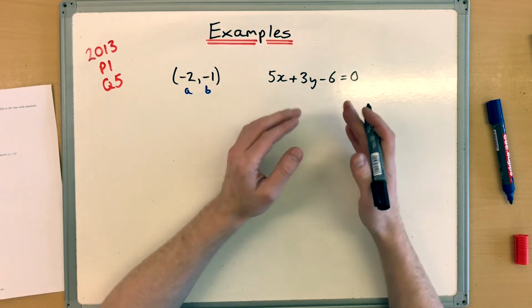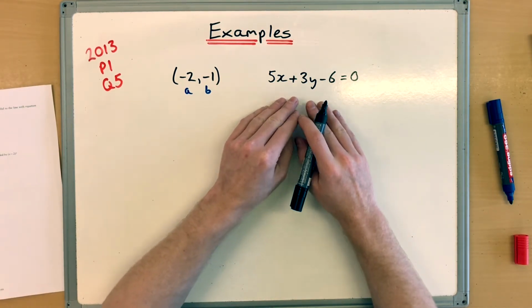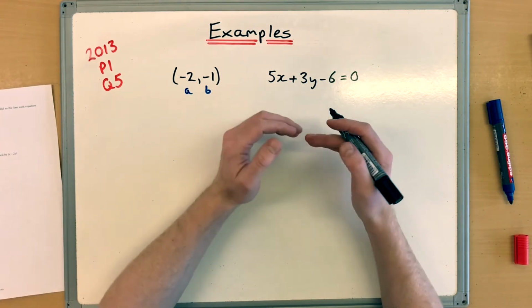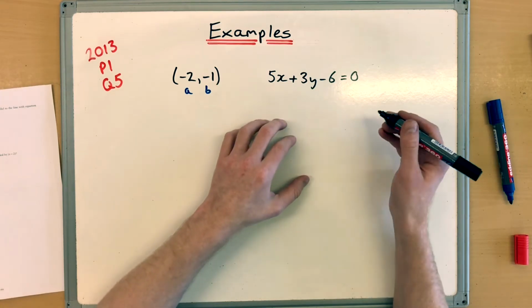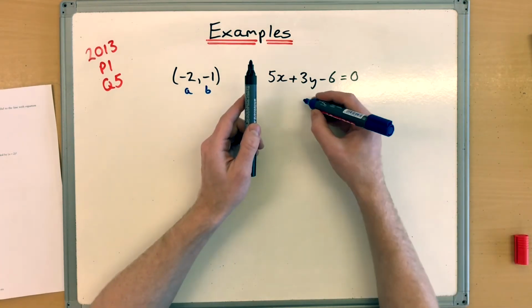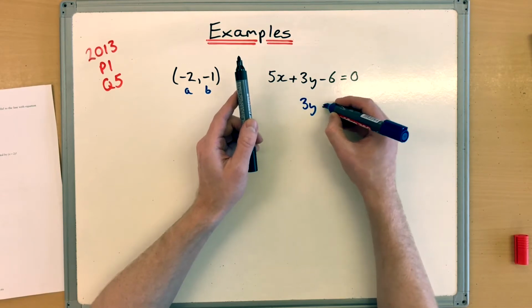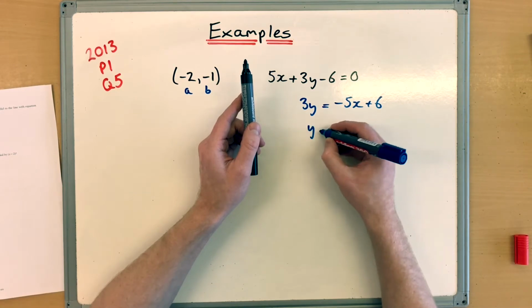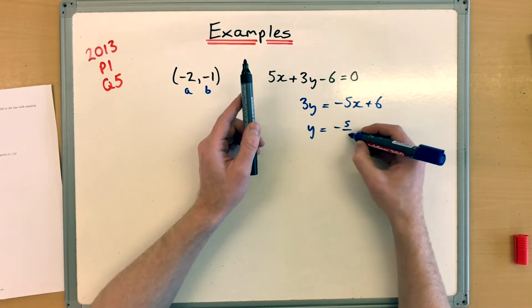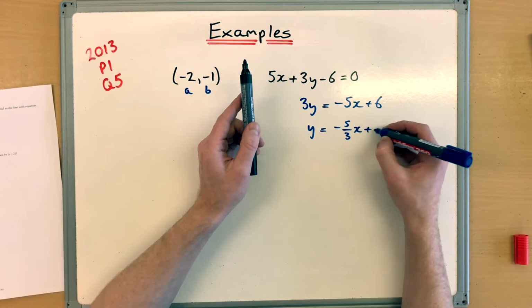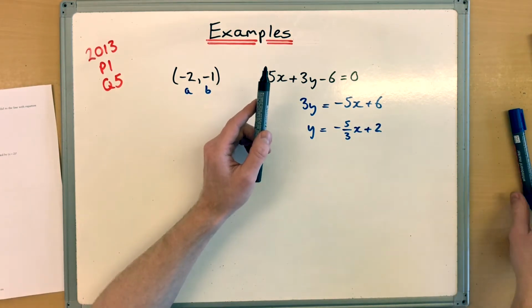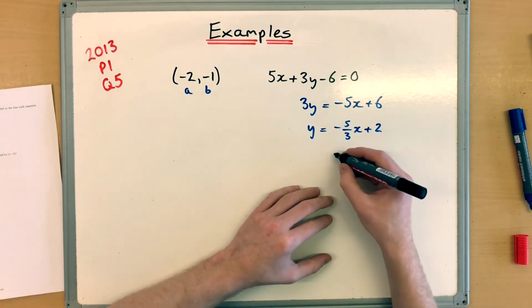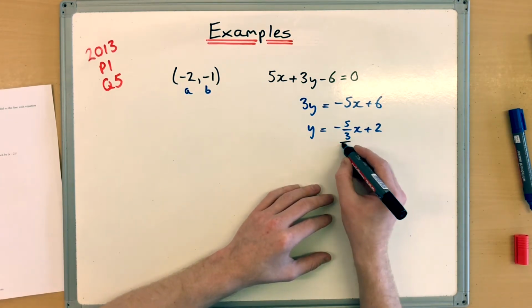Okay, so it's parallel to this line. So what that tells me is it's got the same gradient as this line does. But what I don't know at the moment is what the gradient of this line is. And I'll need to rearrange it into a y equals form to answer that. So let's do that now. Okay, so there we go. So the gradient of this line then is minus 5 over 3.